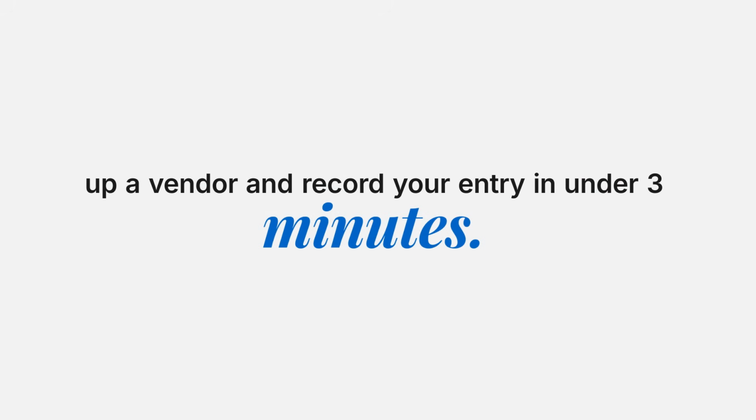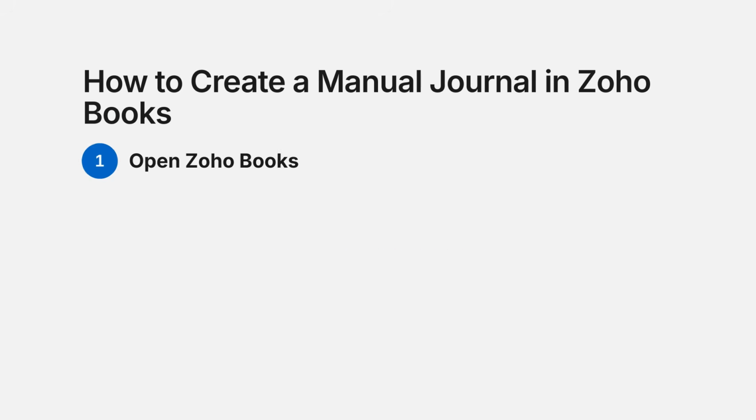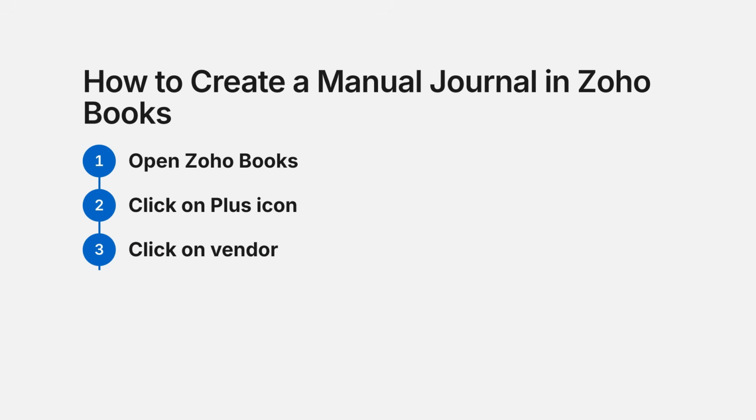Struggling to create a manual journal in Zoho Books? Learn the exact steps to set up a vendor and record your entry in under 3 minutes. First, we'll create a vendor record. Then, we'll select the Accounts Payable account and upload your supporting documents. Let's dive in.